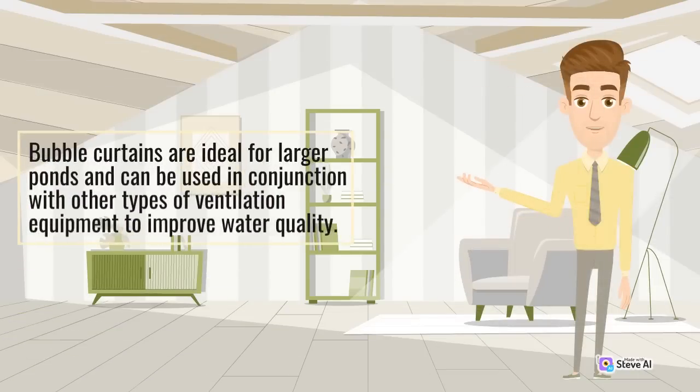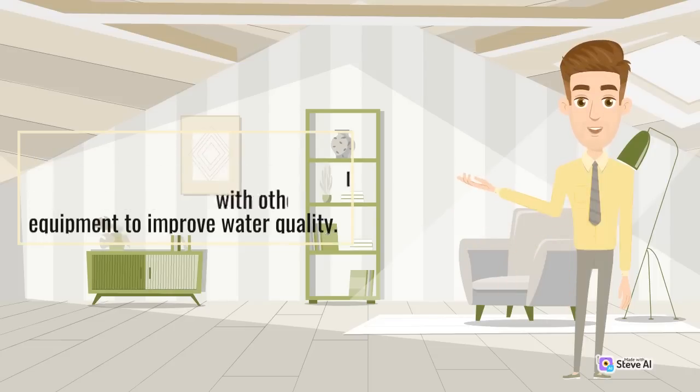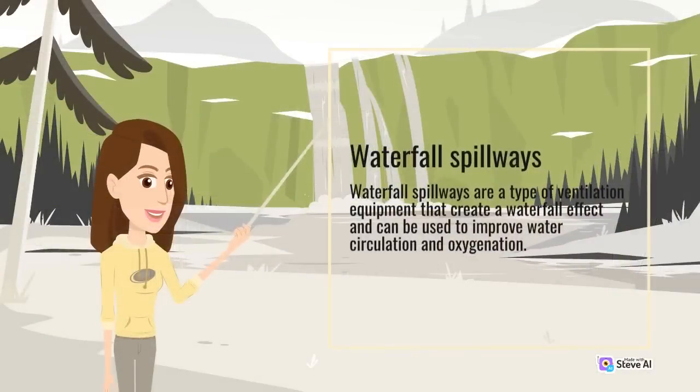Bubble curtains are ideal for larger ponds and can be used in conjunction with other types of ventilation equipment to improve water quality. Waterfall spillways. Waterfall spillways are a type of ventilation equipment that create a waterfall effect and can be used to improve water circulation and oxygenation.